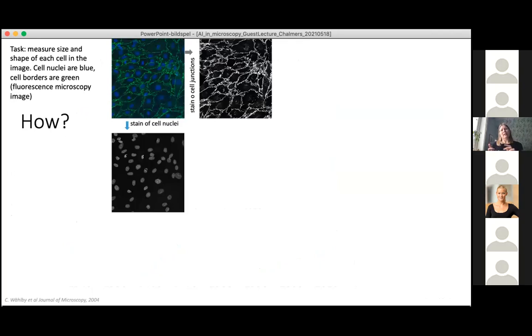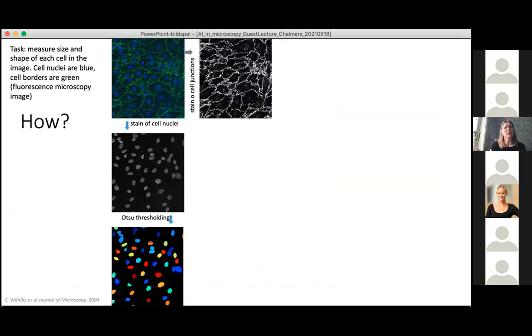So then, if we think of all these images and these changes in morphology that we want to measure, I would like to start to present the traditional approach, to sort of go over to why we're working with deep learning now. So in a simple task, like here, the goal is to measure the size and the shape of each of these cells. And here the cell nuclei are blue, and the borders between the cells are green. It's a stain that stains the sort of the junctions between the cells.